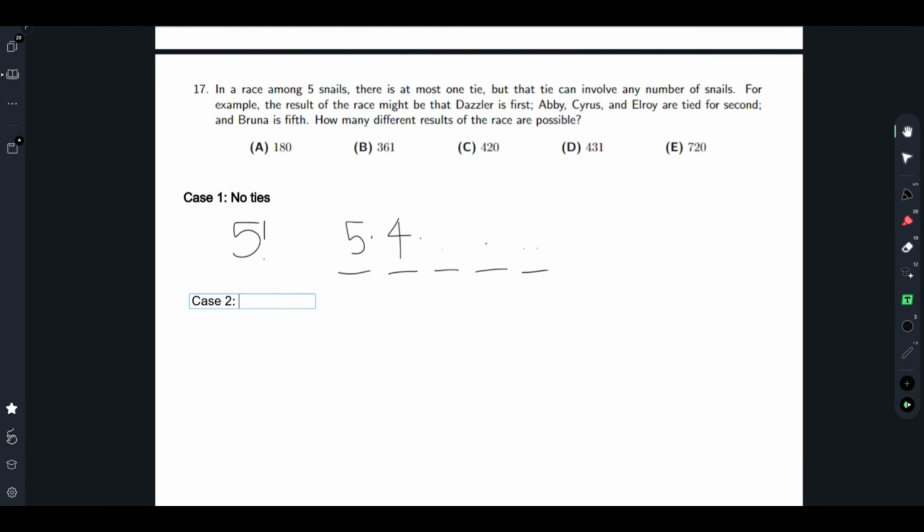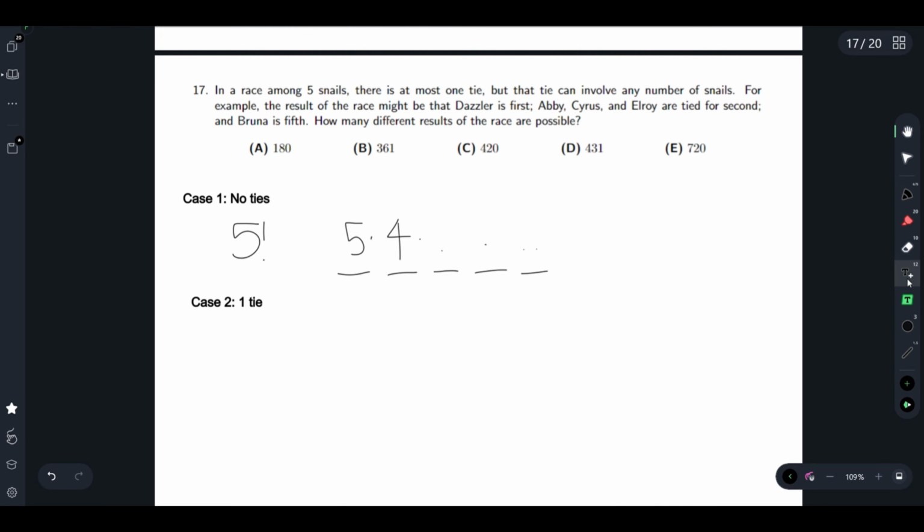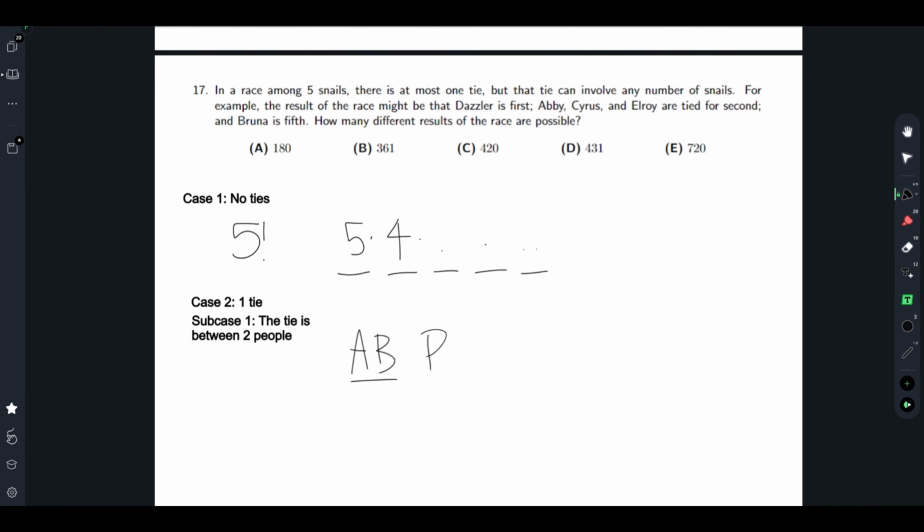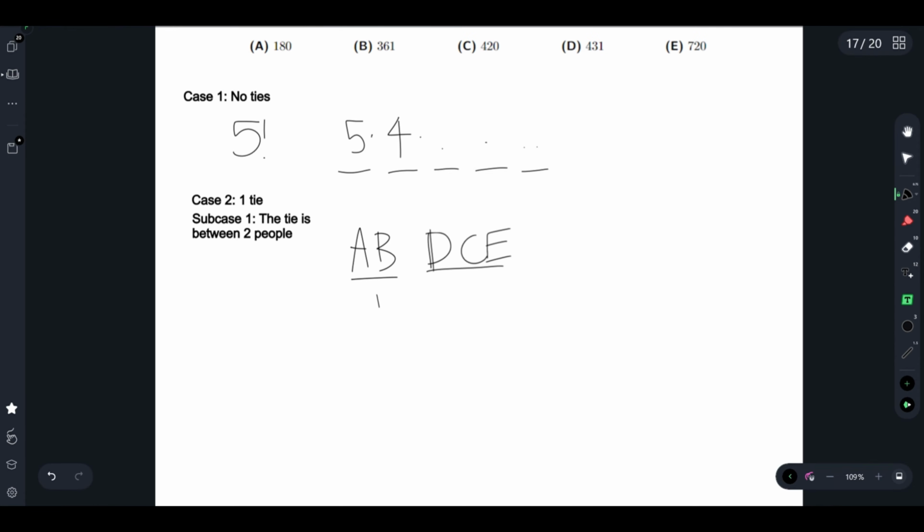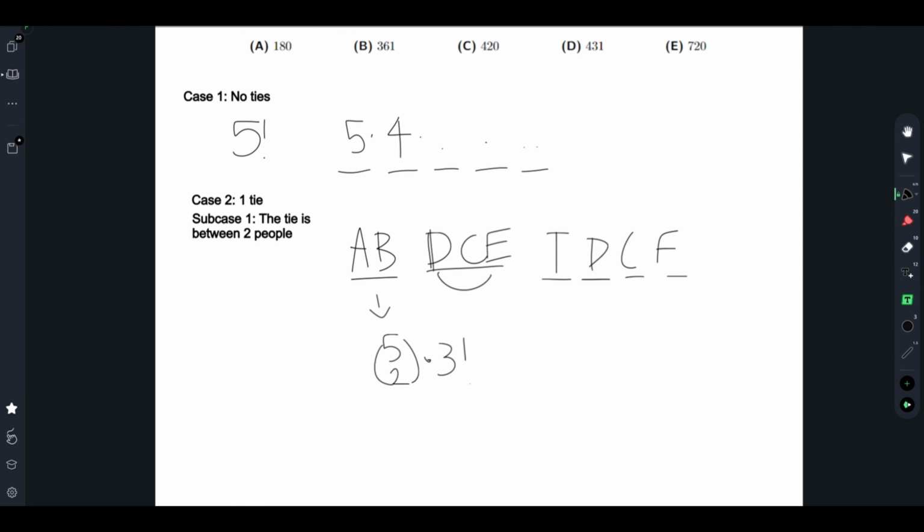Now, case 2, one tie. And there are many subcases to this. Subcase 1. A tie between 2 people. For example, A and B are tied for first, and then D, C, E are next. So we have to choose 5 choose 2 for the 2 people that are going to tie. There's 3 factorial for the other people to arrange. Let's say this is tie, D, C, E. There's 4 places for the tie to be, times 4. So this gives us 240.